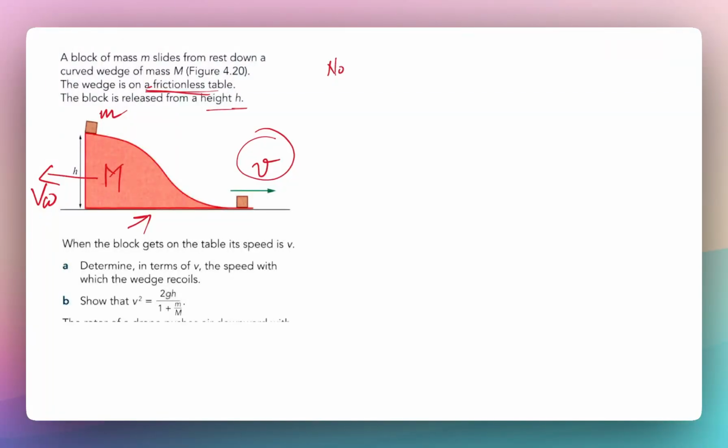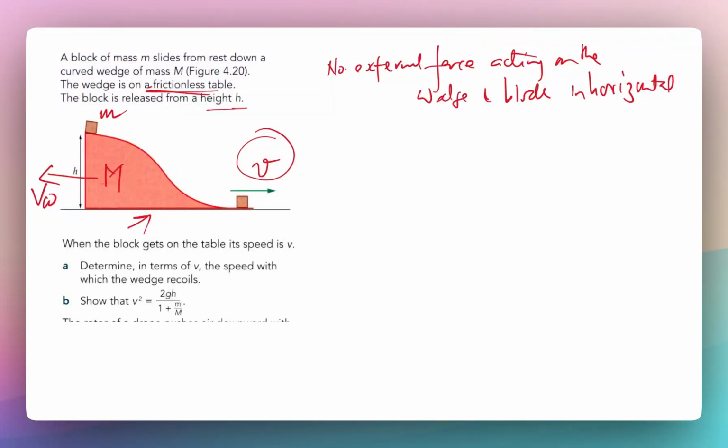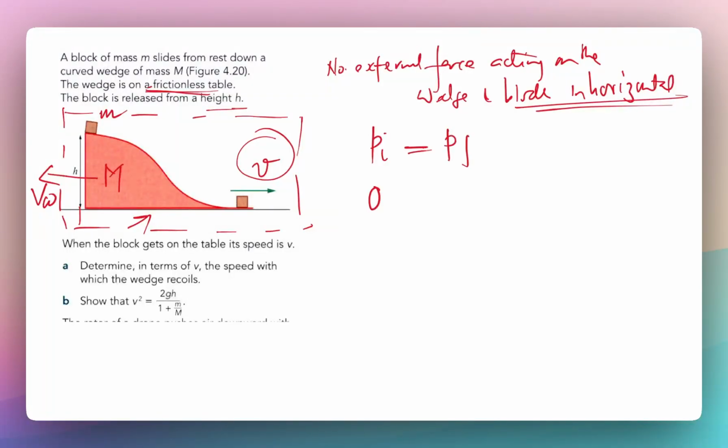So there's no external force acting on the wedge and block system in the horizontal direction. There is no force acting on the wedge and block system in the horizontal direction, which means my total momentum for the system will remain conserved. So when the block starts, how much is the initial momentum of the system? When it was released, the velocity was 0, and the wedge was also stationary, so my initial momentum is 0, and that is going to be my final momentum.